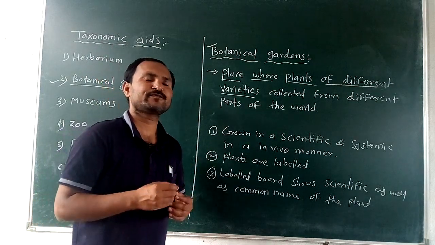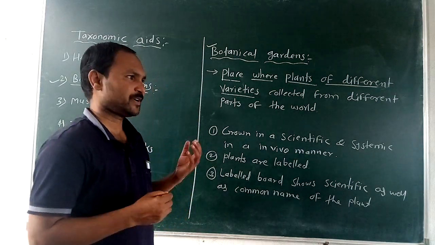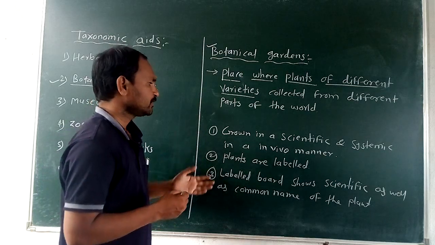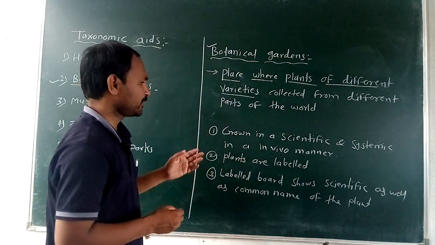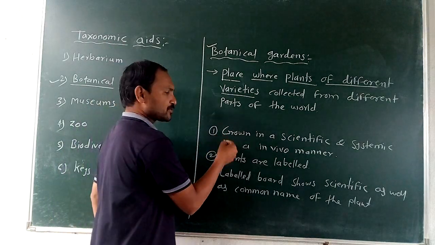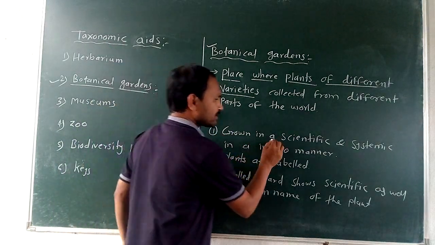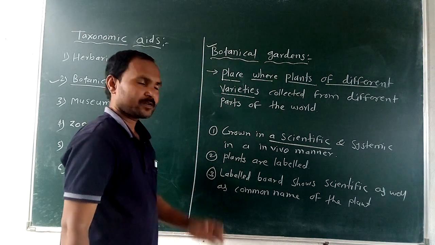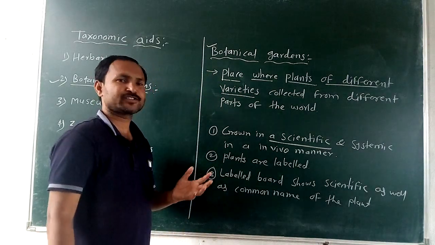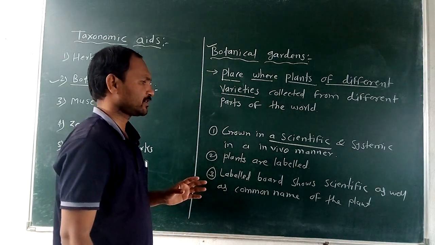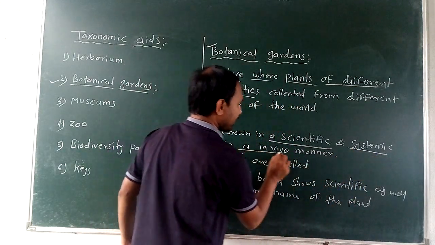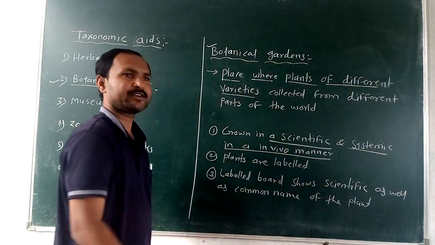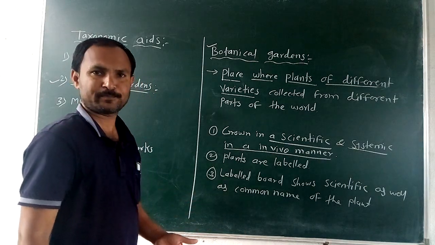It is important for the scientific study of those plants. While we are developing the botanical garden, there are some points about the plants that grow in a botanical garden. They have the scientific name. Scientific name, that is the genus and species name, that we call the scientific name. And they are arranged systematically in vivo. In vivo means in the garden, that is in an open place.